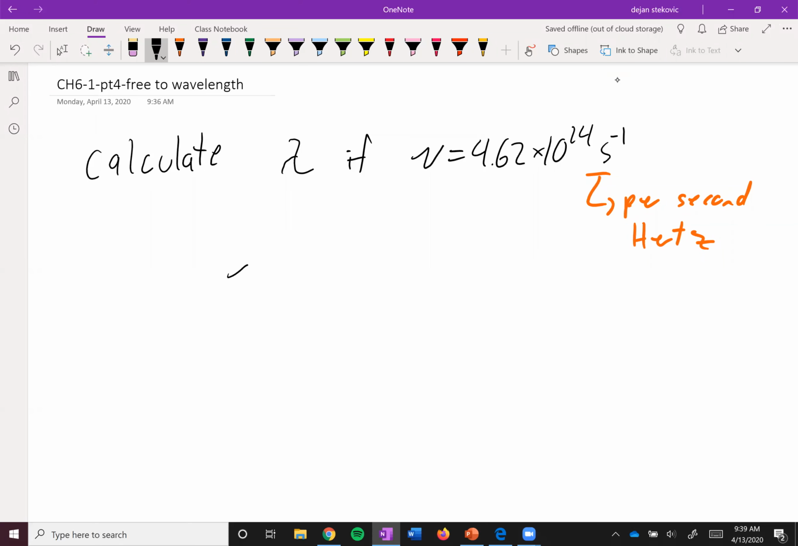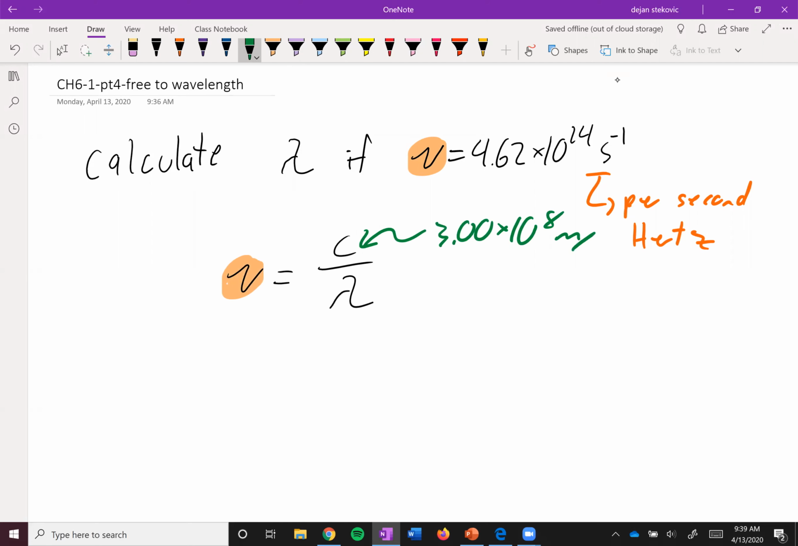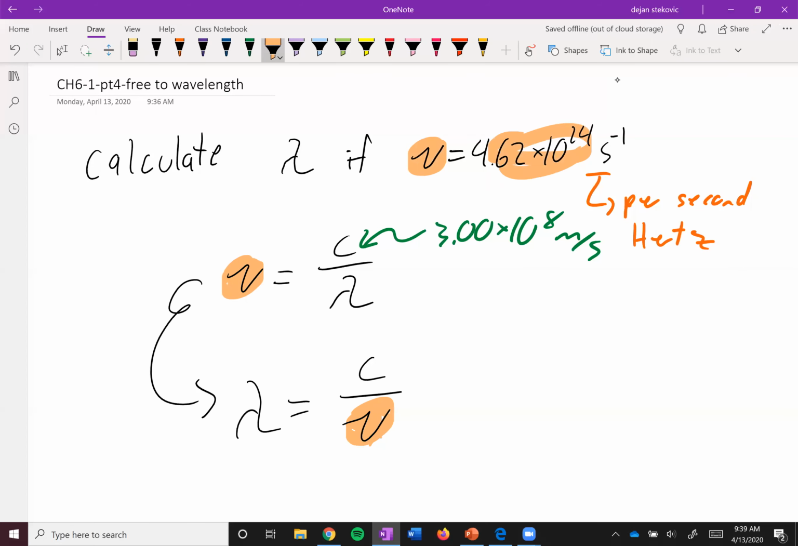So the equation, right, is that frequency is equal to the speed of light over the wavelength. And so if we think about what we have here, we have frequency right there. We know c is the speed of light, so that's equal to 3.00 times 10 to the 8 meters per second. And so all we have to do is reorganize algebraically. So then we'll get lambda is equal to the speed of light over frequency. And then we can just plug these numbers right in here.